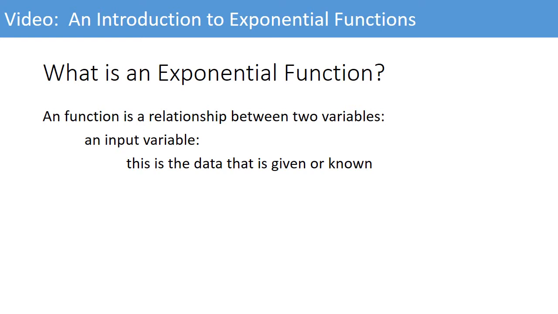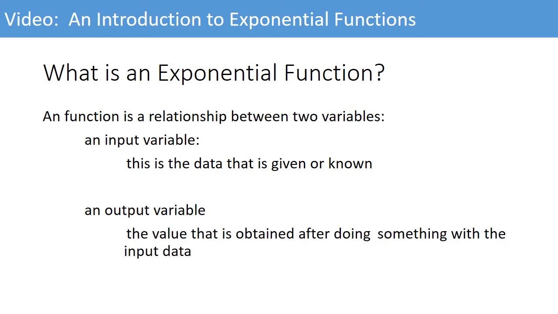Perhaps we want to know the output for a particular set of information. The output variable is the value that's obtained after doing something with the input data. Normally we represent the output variable as y.